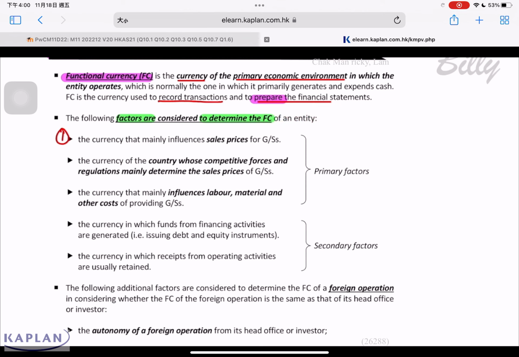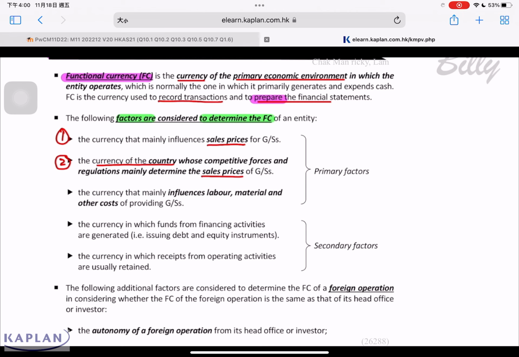The first factor to consider is the sales prices of the entity. If the sales prices of the entity are mainly denominated and settled in Hong Kong dollar, then this indicates the functional currency should be Hong Kong dollar. That means Hong Kong dollar is the currency that the company functionally uses for day-to-day activity. The second factor is also relating to sales. It relates to the currency of the country whose competitive forces and regulation mainly determine the sales prices of its goods and services.